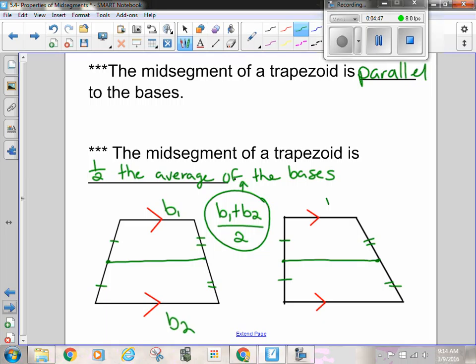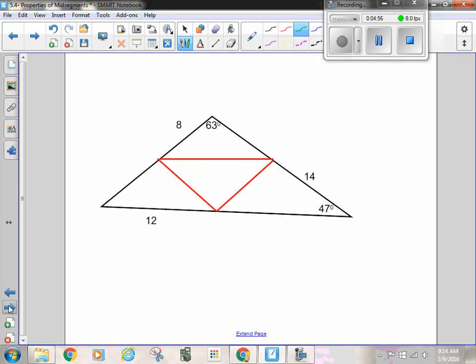It's base 1 plus base 2 divided by 2, and that's going to get the length of my midsegment. So let's use some of these. Let's start off by talking about the angles. Now, our lines here and here are parallel.